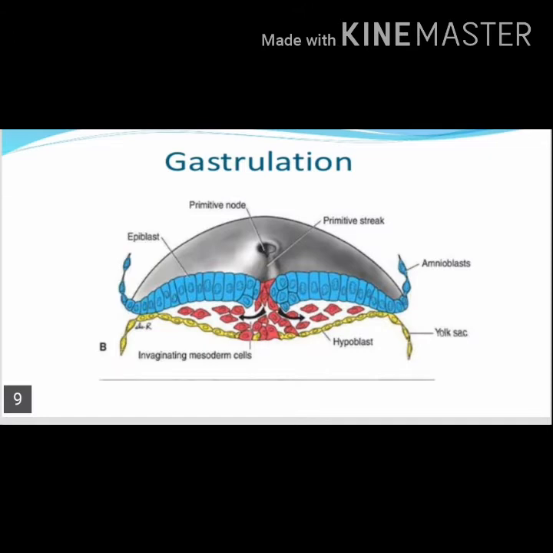The primitive streak can be seen as a longitudinal line in the caudal part of the embryonic disc. The groove within the primitive streak is called the primitive groove. By the 16th day, a small circular swelling appears at the cranial end of the primitive streak. This swelling is called the primitive node, and within the primitive node, a small depression appears that is called the primitive pit.